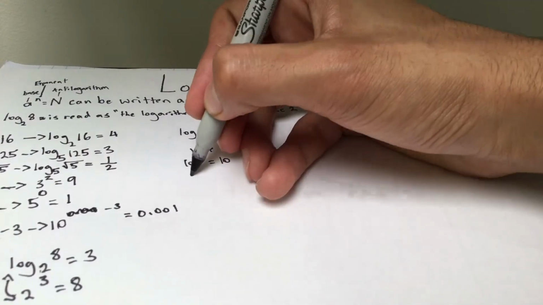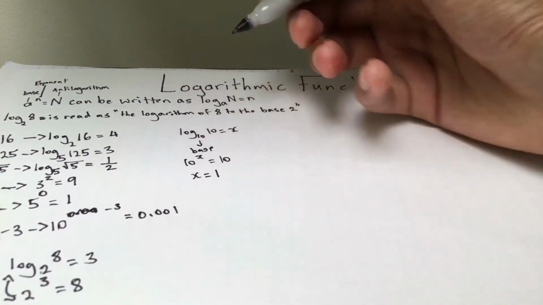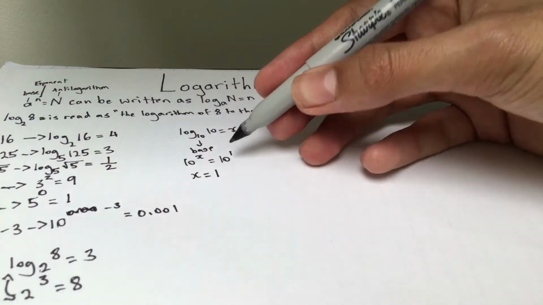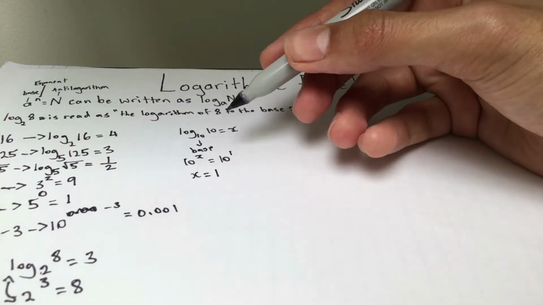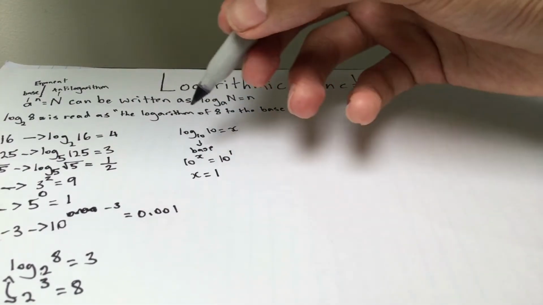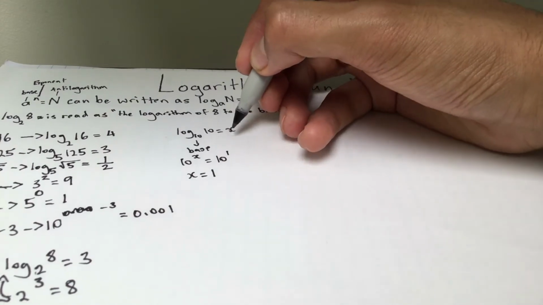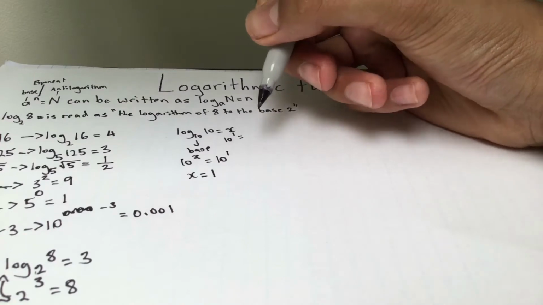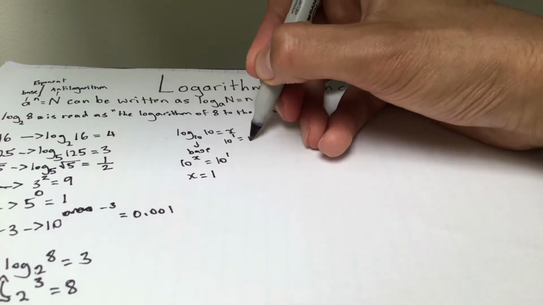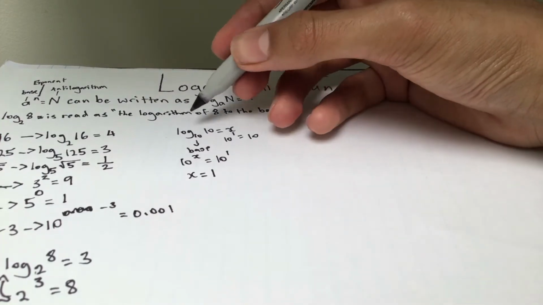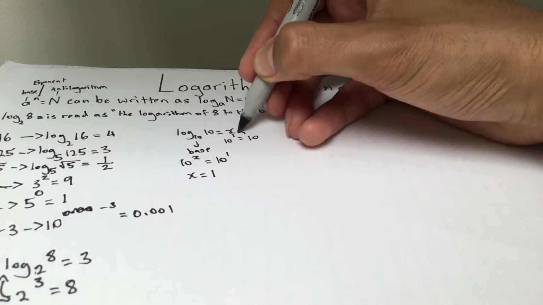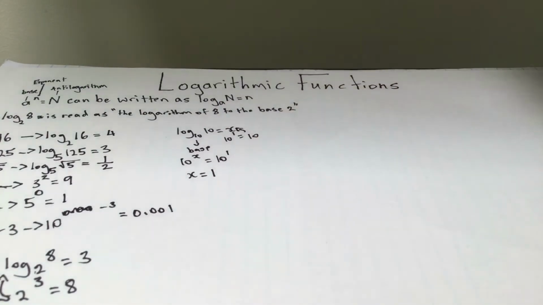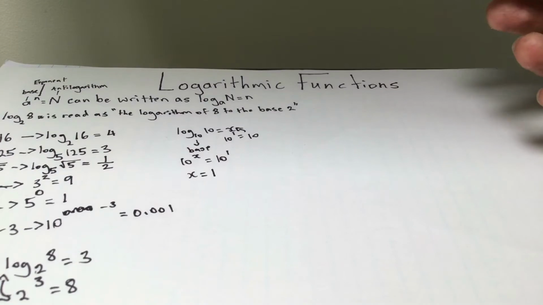So we know that x is equal to 1, because 10 to the power of 1 is our answer. When you insert 1 into x, it satisfies our equation. 10 to the power of 1 is 10, which means our logarithm is right. Our exponent satisfies our logarithm.